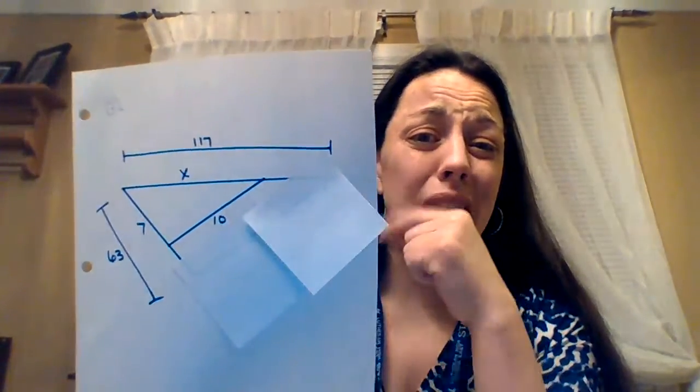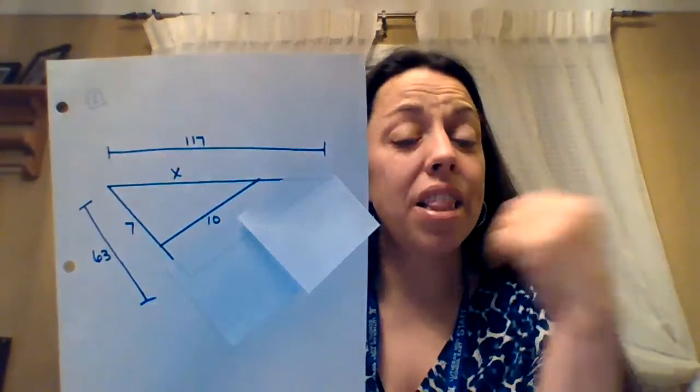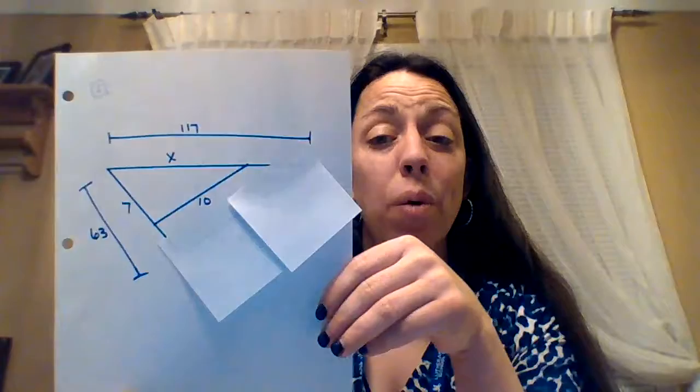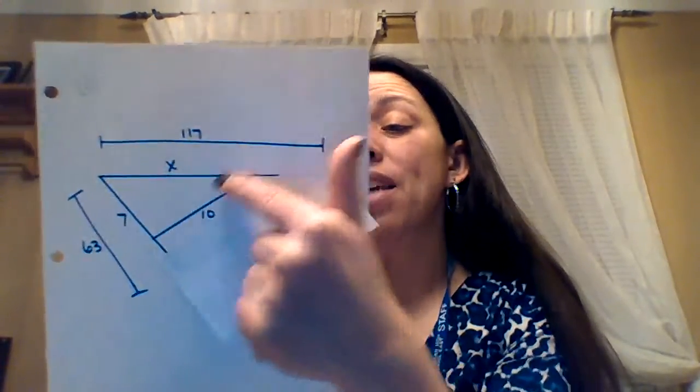Actually, guys, a lot of times when the computer gives us one like this, they give us more information than we necessarily need, but that works well. We can use whatever one we want. So I have my 7, my X, and my 10, right? So I have that triangle right there.